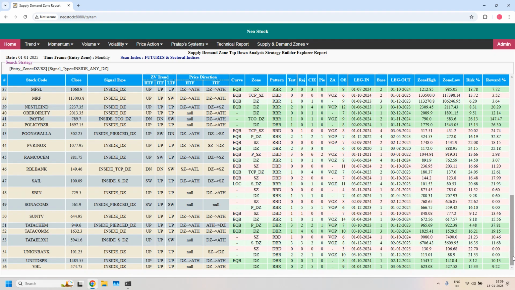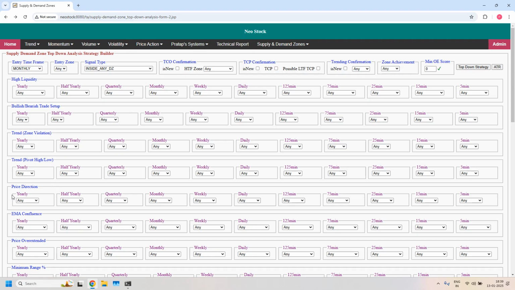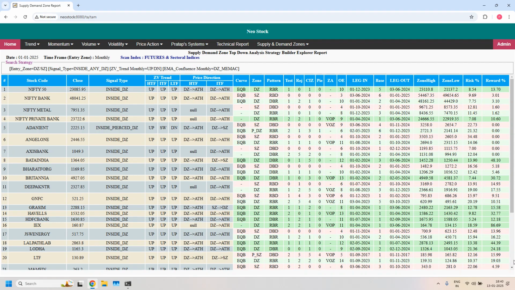We can further filter this list based on adding the high probability parameter EMA confluence. Monthly demand zone having monthly EMA confluence. So in the EMA confluence at monthly time frame, I am setting the filter monthly demand zone having monthly EMA confluence. And trend on the monthly time frame should not be sideways. It can be up or down. Let's filter. Now the list is reduced, but still there are a good number of stocks.